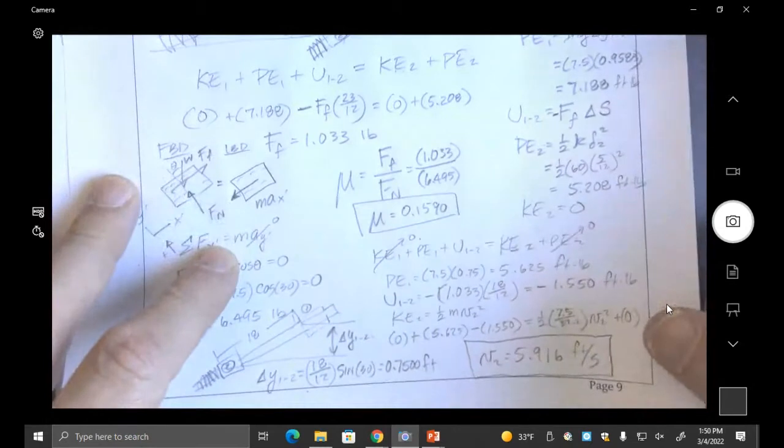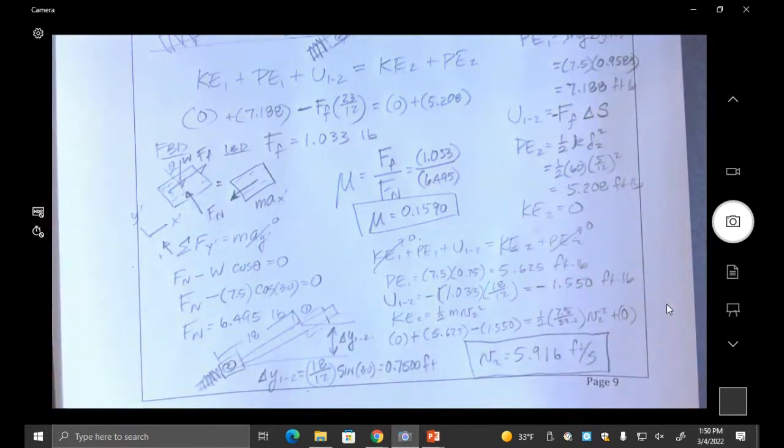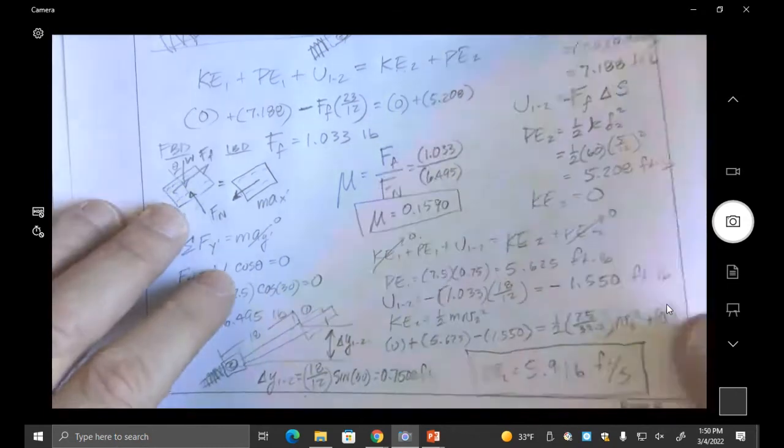So what you really want to keep it in feet for is because if you use slugs, you have to use feet for everything, because slugs are a foot-based means of getting mass. Yes. Can you go back to the problem statement, briefly?